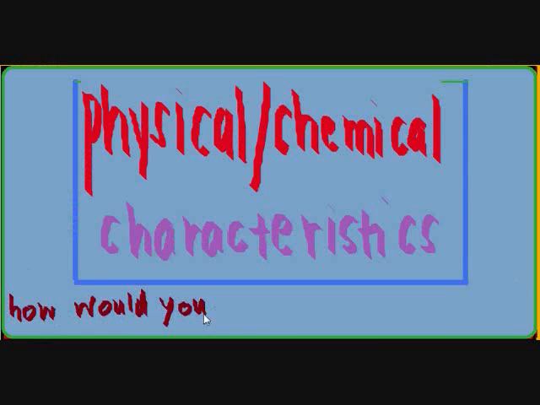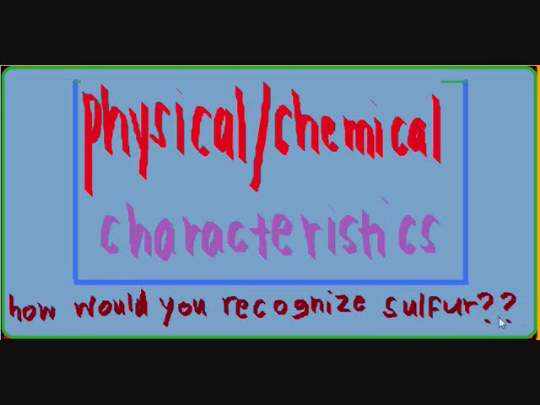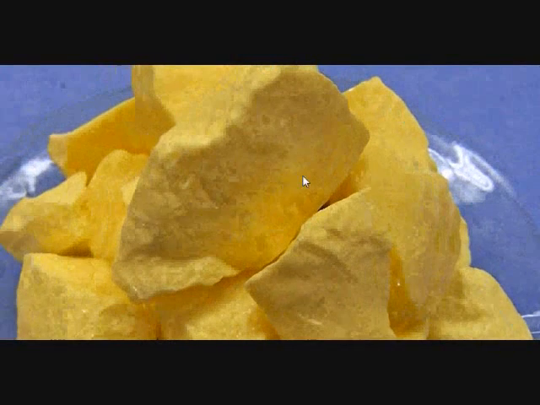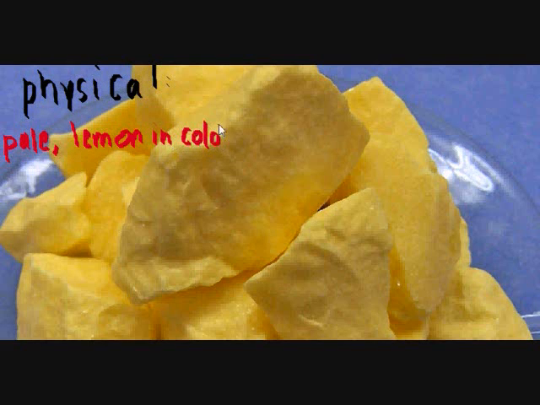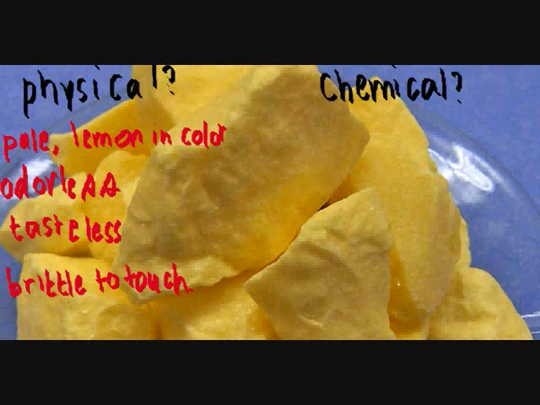How would you recognize sulfur if you saw it? Sulfur has several physical characteristics. It has a pale lemon yellow color, it is odorless, it is tasteless, and it is brittle to the touch. Of course, you probably shouldn't touch, smell, or taste it. You could waft it, but everything else is dangerous.